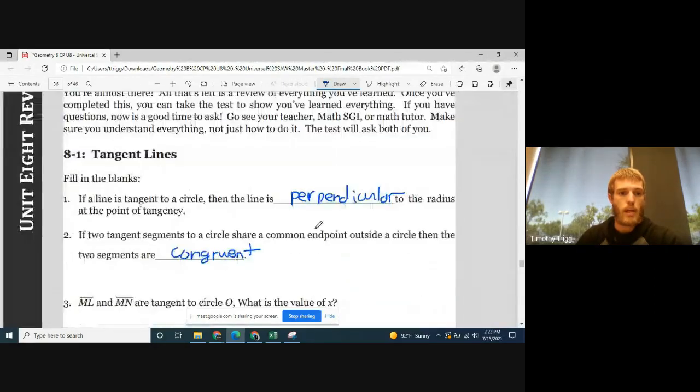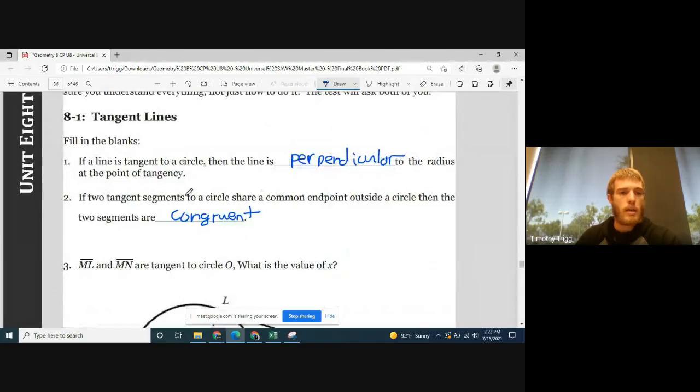On the very first two questions, we're basically filling in these blanks. If a line is tangent to a circle, then the line is perpendicular to the radius at the point of tangency. So basically, if you have a circle and a tangent line, then this tangent line will be perpendicular to the radius touching there. So this would be a right angle.